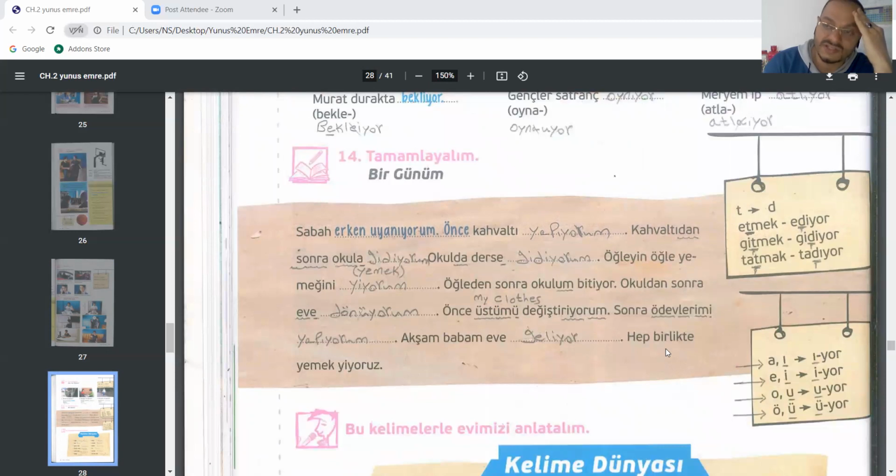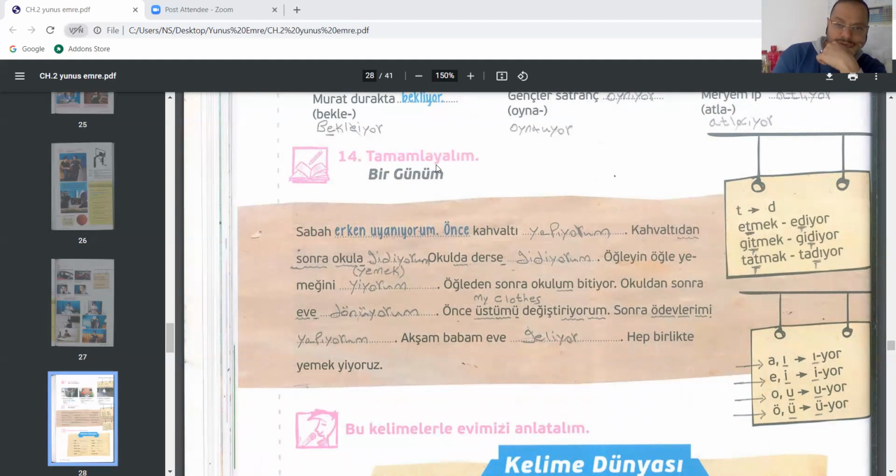Now tamamlayalım. Let's complete bir günüm. Bir günüm means a day from my life. Here the same thing. Like I said before, when I have T at the base of the verb, the letter is changed from T to D to be ediyor, not etiyor. We can take perfect examples using etmek, gitmek, tatmak, to be ediyor, gidiyor, tadiyor.